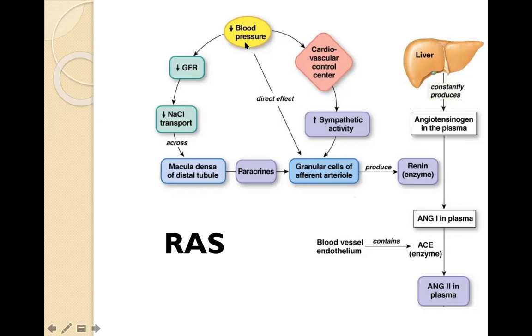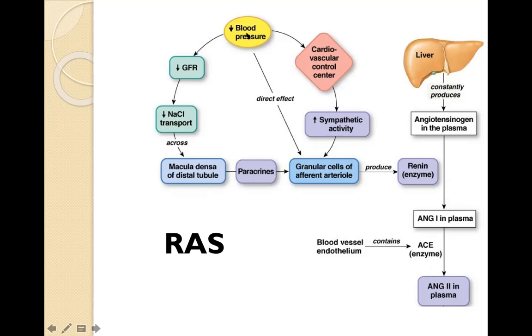The second way is that low blood pressure actually has a direct effect on the granular cells of the afferent arteriole, and they directly allow for the production of renin, which the latter half of this pathway is identical.